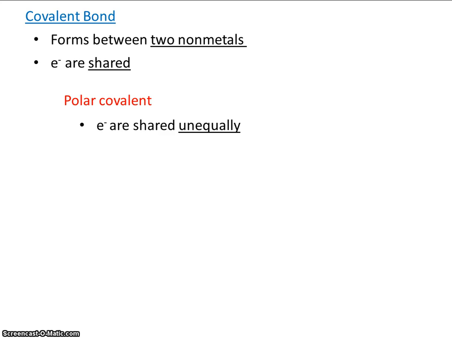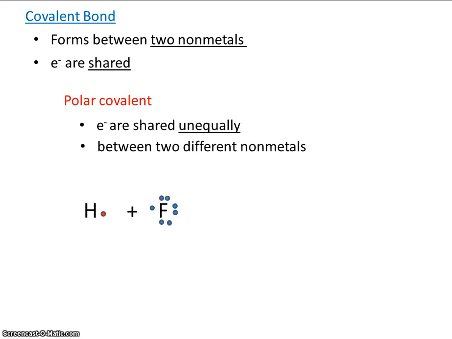In a polar covalent bond, electrons are shared unequally. They're still shared, just unequally. And it usually occurs between two different nonmetals. Let's look at hydrogen plus fluorine. Just like before, they're going to share these two electrons. However, for reasons we'll learn about next, fluorine likes electrons more than hydrogen does.